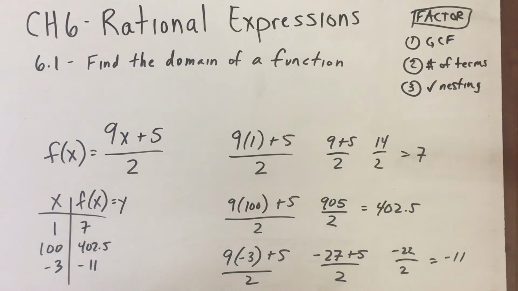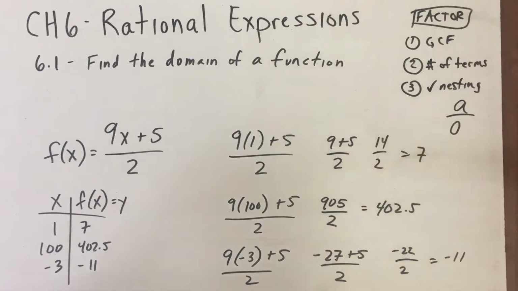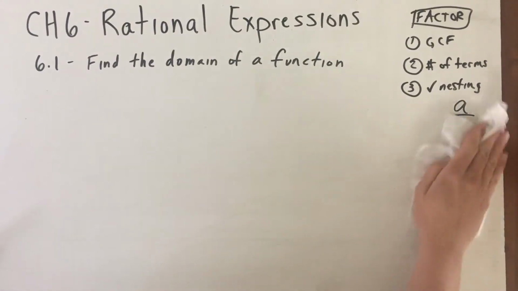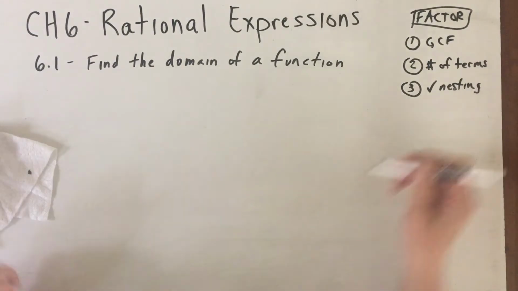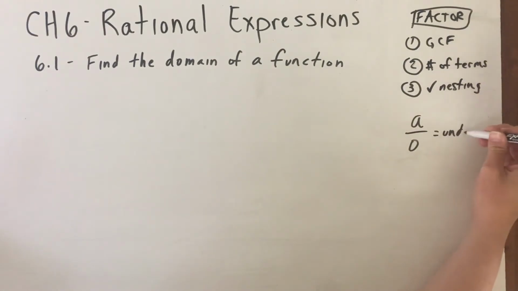But remember, we have this rule that keeps haunting us that anything divided by 0 is undefined, right? So if anything divided by 0 is undefined, then if I have a variable in the denominator, then I have to make sure that whatever I would plug in would not make the denominator 0 for a function. Okay, so let's look at this again and just review that anything divided by 0 is undefined.